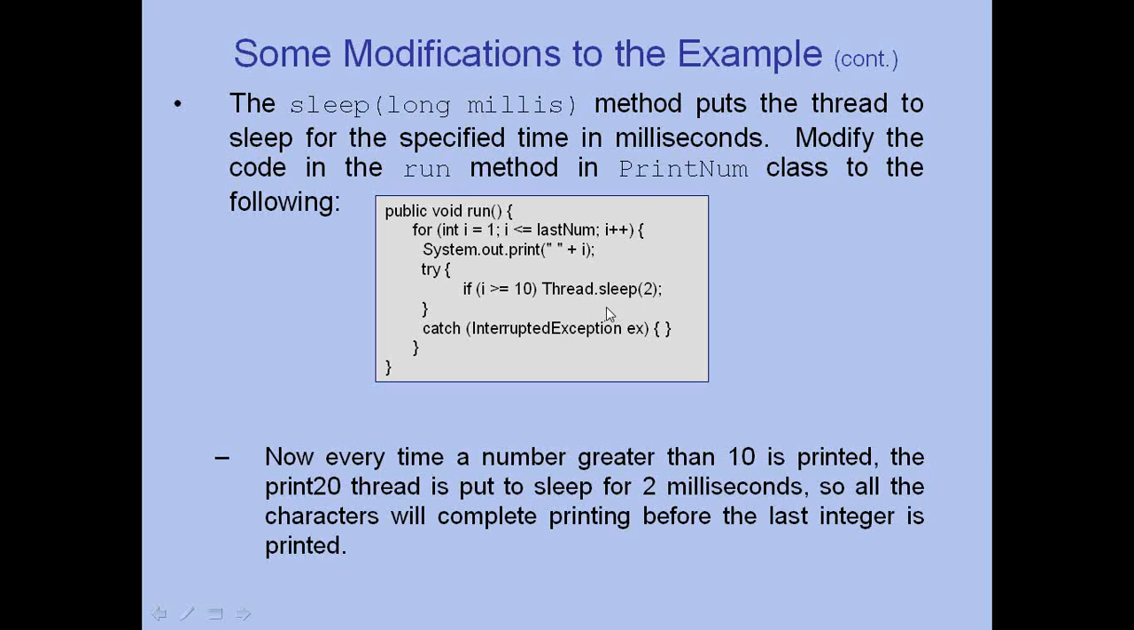Okay. And because this sleep method can throw an InterruptedException, you have to put it in the try catch. Otherwise, the compiler will throw an error, because it is a checked exception, not an unchecked exception. If it is a checked exception, you have to put it in the try catch. Now, every time a number greater than 10 is printed, the print20 thread is put to sleep for 2 milliseconds. So all the characters will complete printing before the last integer is printed.